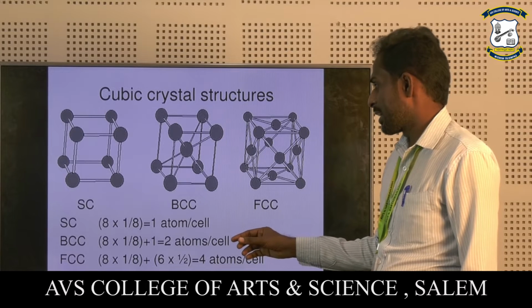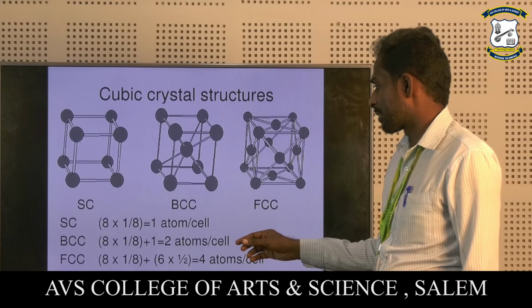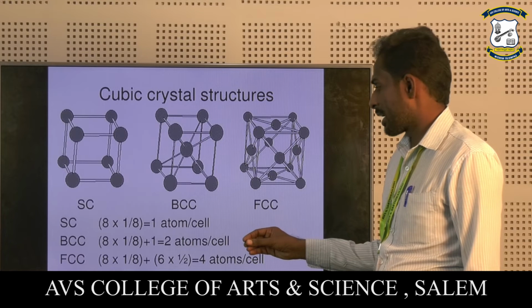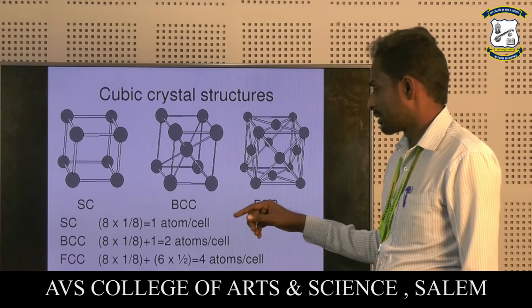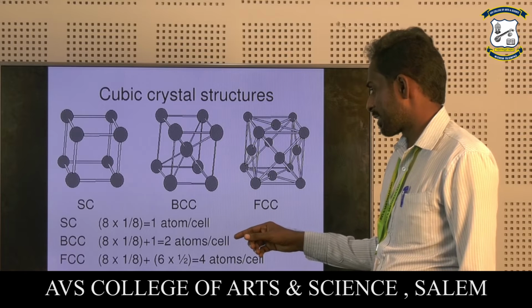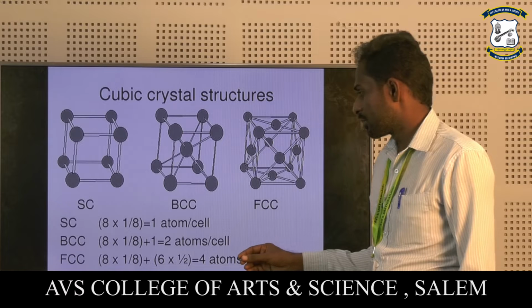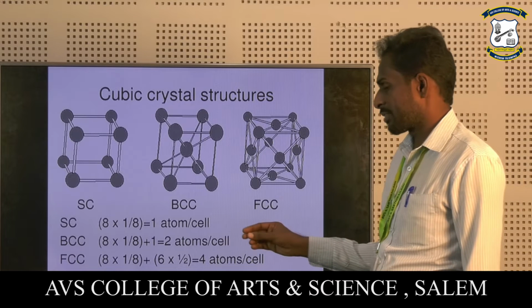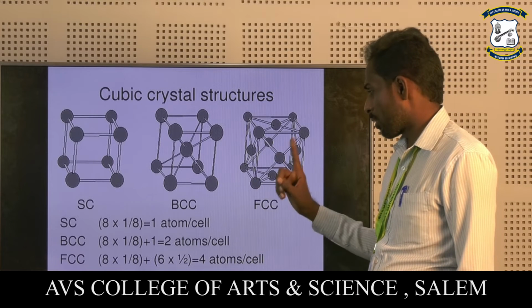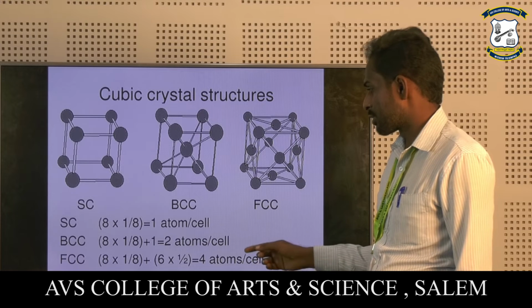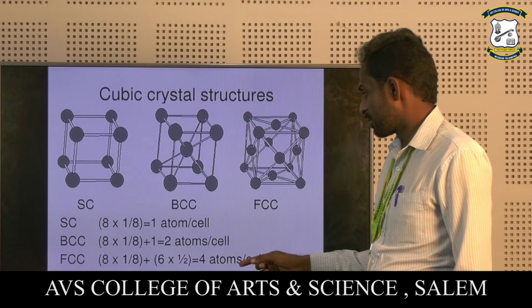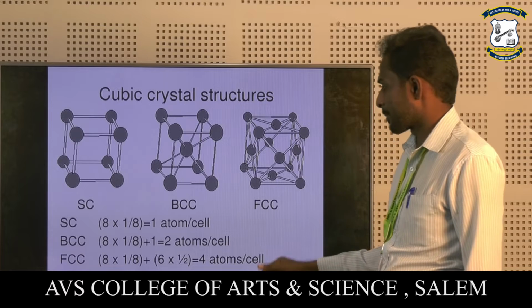First one is SC: 8 times 1/8 equals 1 atom per cell. The BCC structure has 2 atoms per cell: one atom is divided among the 8 corners, and another one is a complete atom at the center. And the next one is FCC, which has 4 atoms per cell.